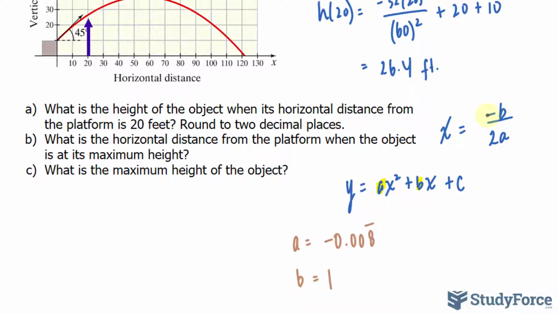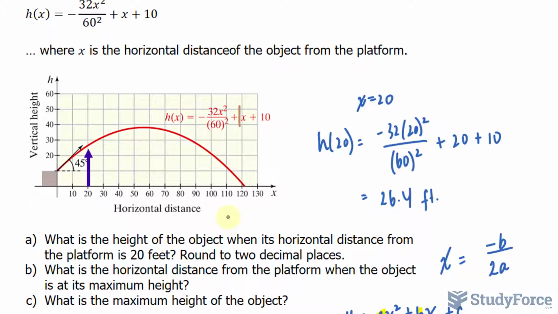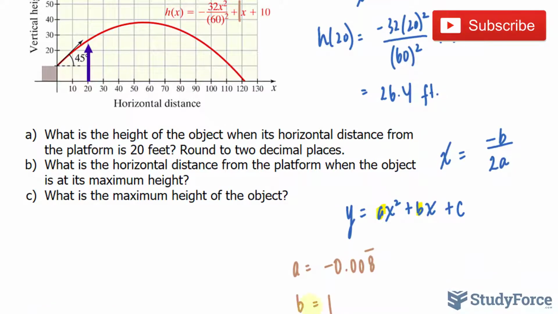Now I'll substitute these values into this formula. And remember, the output of this formula gives you the x-coordinate of the vertex. The x-coordinate represents the horizontal distance. So the answer we get is the horizontal distance, and that's exactly what they are looking for in part B.